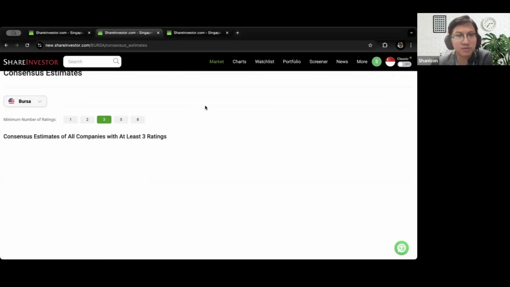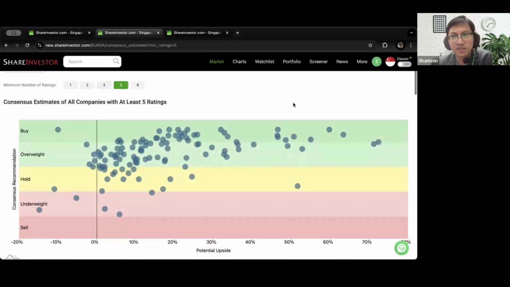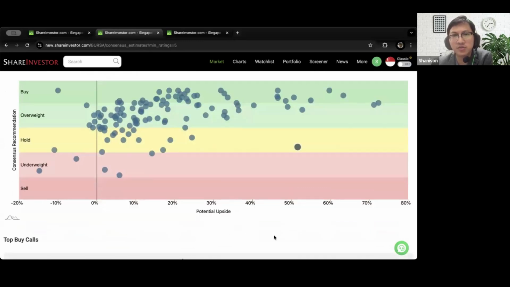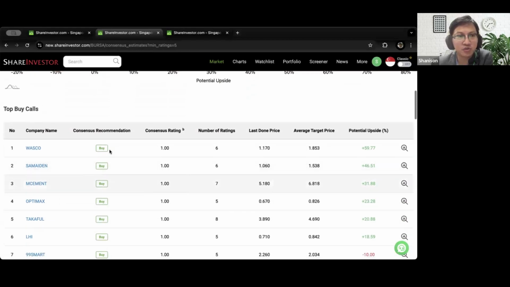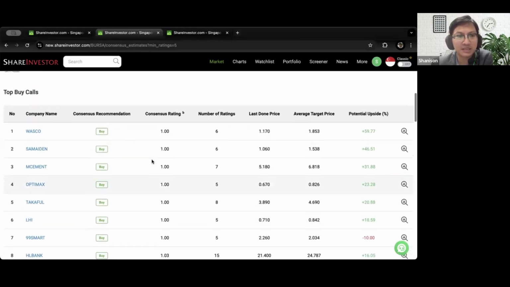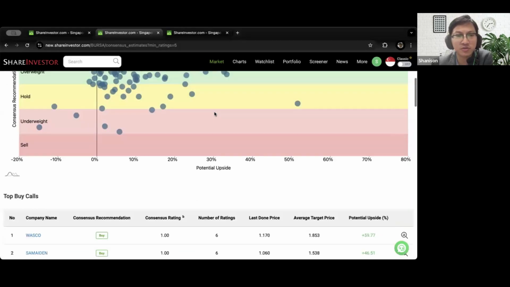You can toggle, let's say, to Bursa as well, 5 ratings or 8 ratings. Then you can see the companies over here, and how much upside potential. This is for you to screen some of those potential investment opportunities in the markets. At the bottom, it shows the top buy calls and also the top sell calls in the markets. It's also based on your filters on top, on the number of ratings.